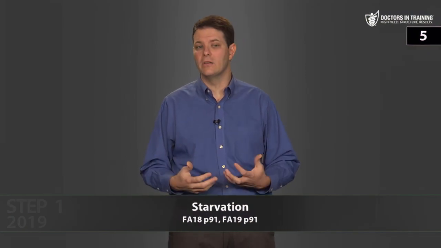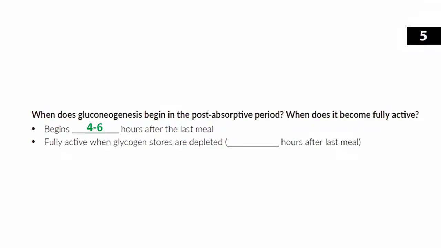Then number 5 says, when does gluconeogenesis begin in the post-absorptive period, and when does it become fully active? So it begins 4 to 6 hours after the last meal. That's what's meant by the post-absorptive period, 4 to 6 hours after the last meal. And then gluconeogenesis becomes fully active when the glycogen stores are depleted, which is 10 to 18 hours after the last meal. So it takes at least 10 hours in a well-fed person with a healthy liver to deplete the glycogen stores. So if you're trying to enter ketosis, it's going to take a while.